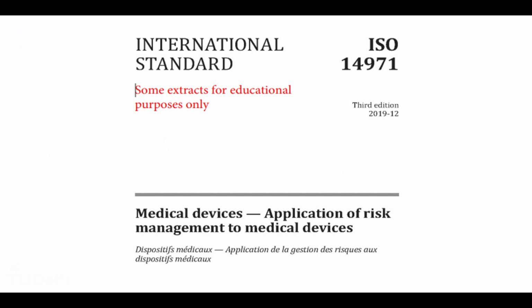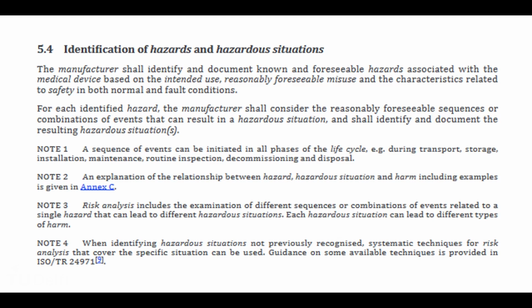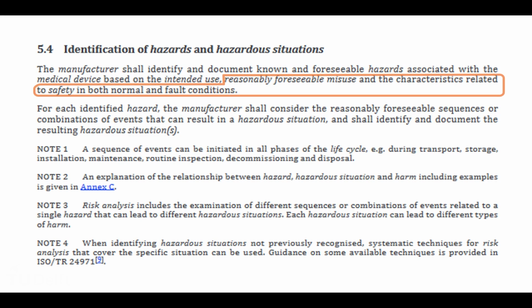In ISO 14971, the standard on risk management, section 5.4, it states that we must identify all known and foreseeable hazards, and that we must do so for the intended use, for reasonably foreseeable misuse, and for anything safety related in both normal and fault conditions.